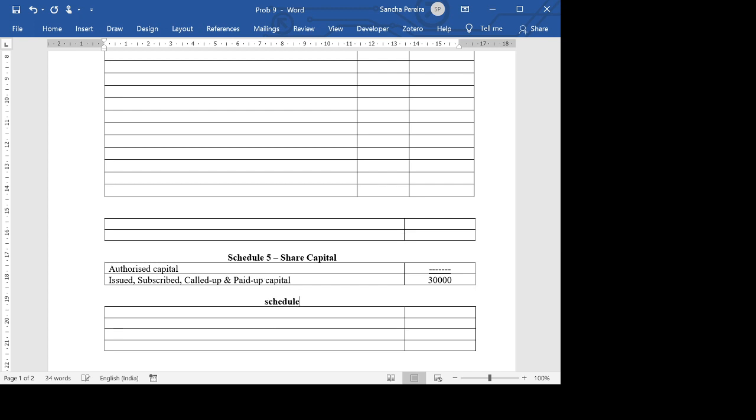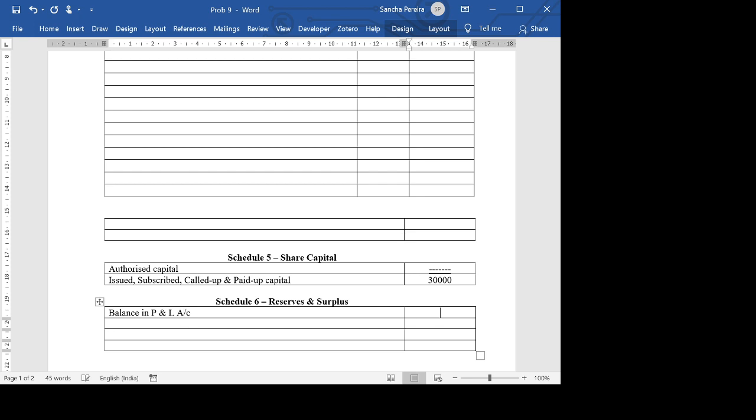Next is schedule 6, reserves and surplus. We have just one item here. That's the balance in profit and loss account. Balance in P and L account. That's the only item that we have here, which is 1802.